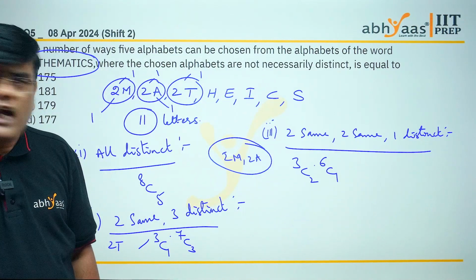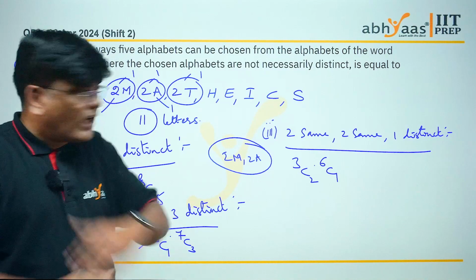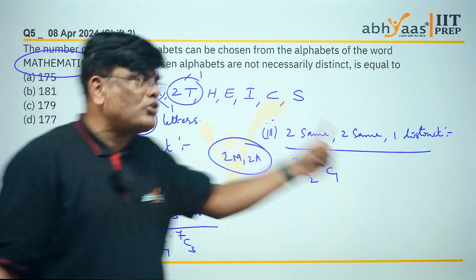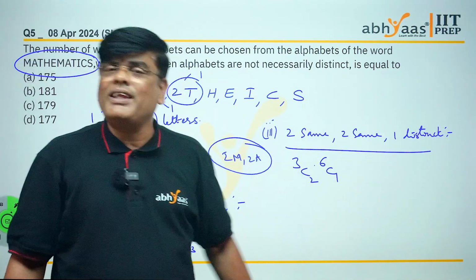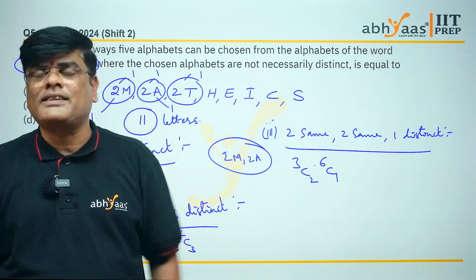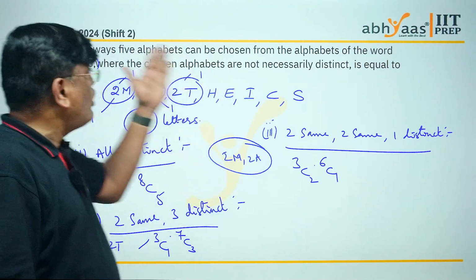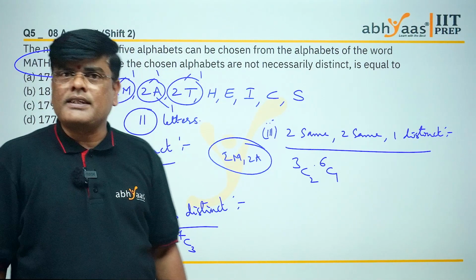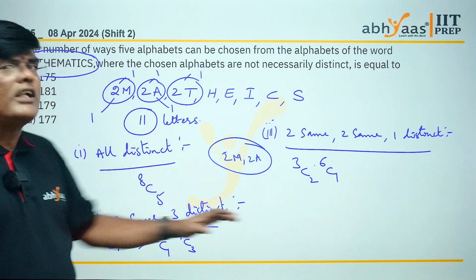Okay, students. Now is there any other case? Another case is also there, beta: 2 same and 2 same and 2 same. But with that I will get 6 letters, and we are choosing only 5 letters. Is it right? So finally these are the cases.